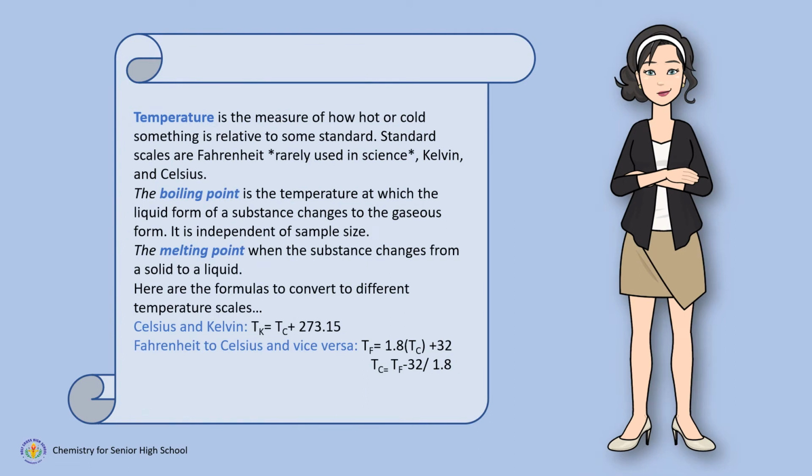Temperature is a measure of how hot or cold something is relative to some standard. Standard scales are Fahrenheit, which is rarely used in science, Kelvin, and Celsius. The boiling point is the temperature at which the liquid form of a substance changes to gaseous form. It is independent of sample size. The melting point is when the substance changes from a solid to liquid. Here are the formulas to convert to different temperature scales: Celsius to Kelvin, Fahrenheit to Celsius, and vice versa.